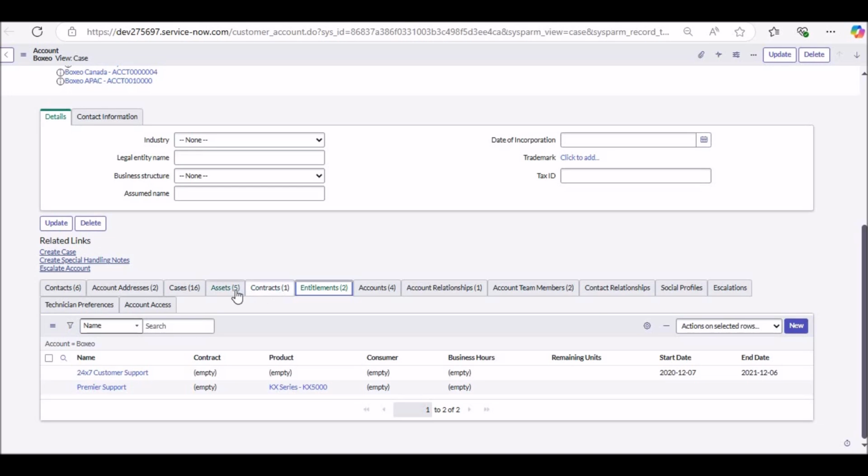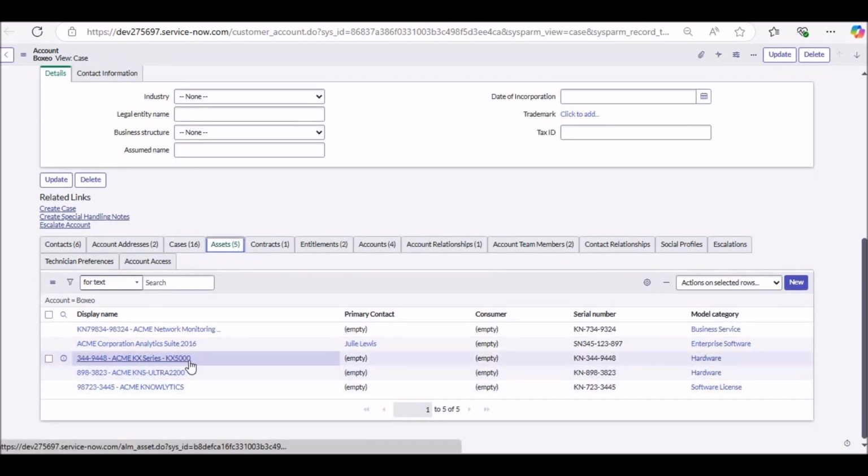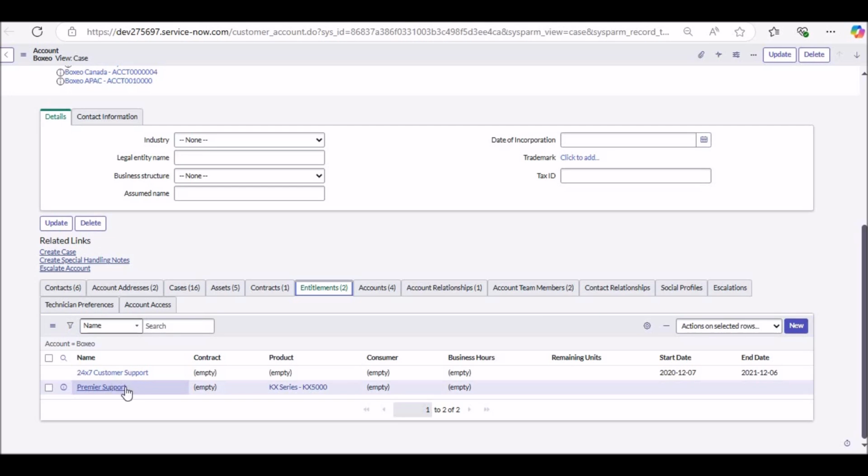Let's again go back to the assets, and you can see here KX series, KX 5000. So this is the product model. Any product model falling under this particular category will be provided premier support, because it's mentioned here in premier support.